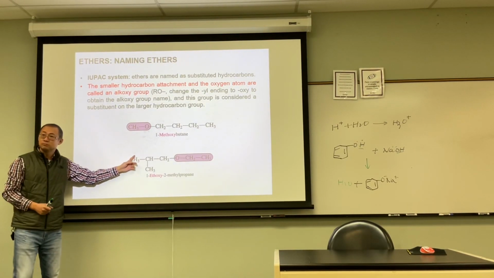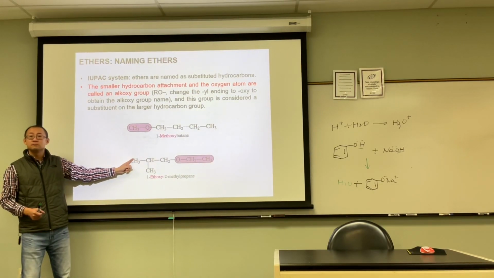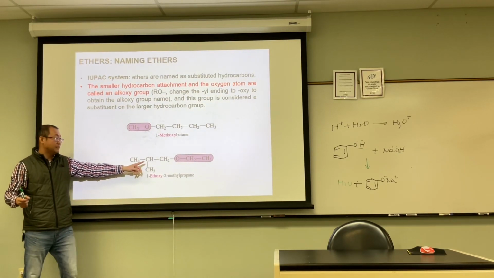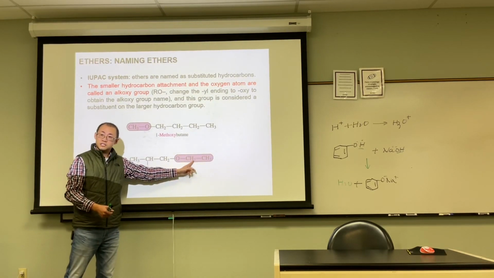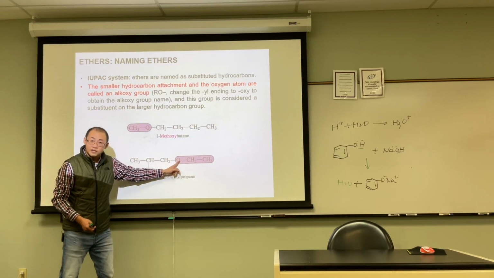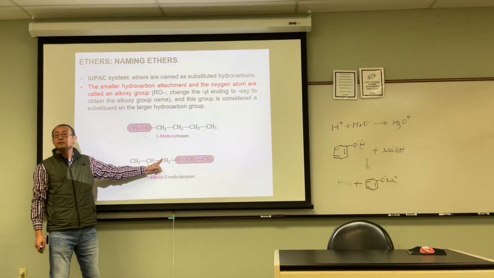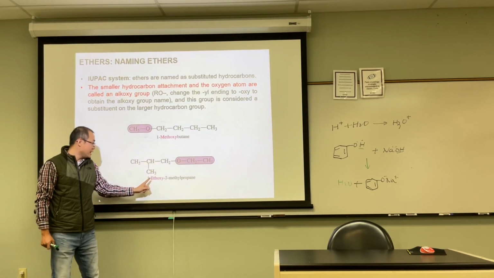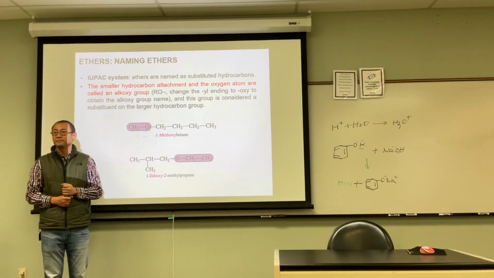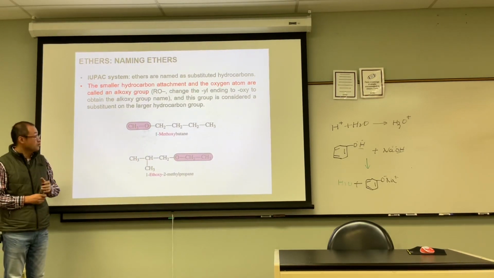The bottom one. This part is the bigger one. So the longest chain is what? 3. And there's a methyl on number 3. That's fine, 2-methyl. But there's a smaller group, ethyl with the O. Ethyl becomes ethoxy, right? And where is the O attached? Number 1 carbon. So 1-ethoxy-2-methylpropane. You guys see that? I can explain if it doesn't make sense.